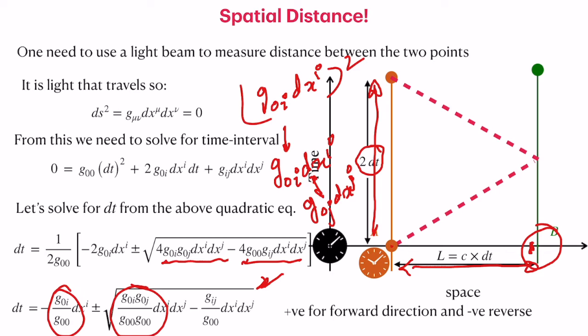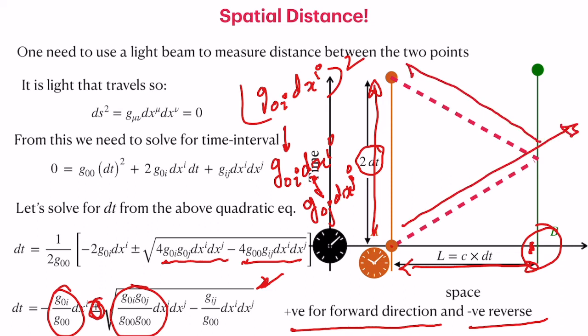In the Minkowski spacetime, there are no cross terms, and we usually refer to this as plus or minus: plus for the forward direction and negative for the reverse direction. That is, this is a plus direction of propagation of light and this is a minus direction of propagation of light. In that way, this is a forward and this is a backward direction for the measurement of time.